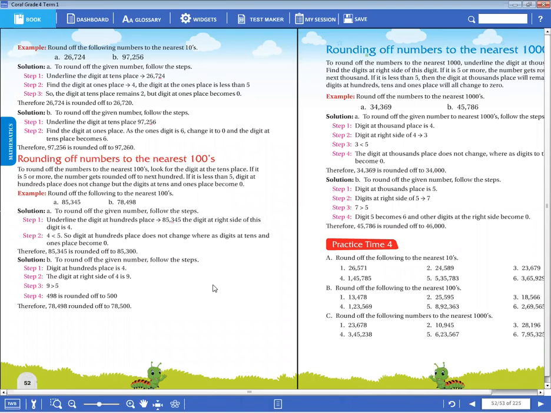So for example, 85,345. Which hundreds have they given here? 300. And what is the tens here? 40. 40 is less than 50 only, no? So we have to take the same hundreds only. What is the answer? 85,300. Very good, Sai Swarup. Now one more example here.